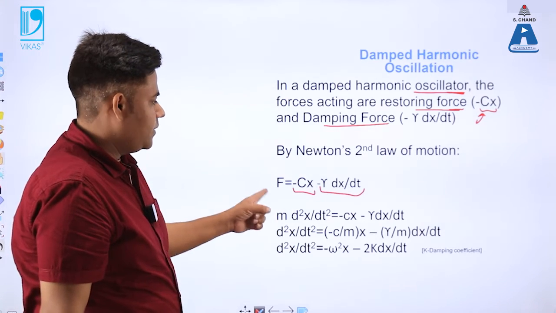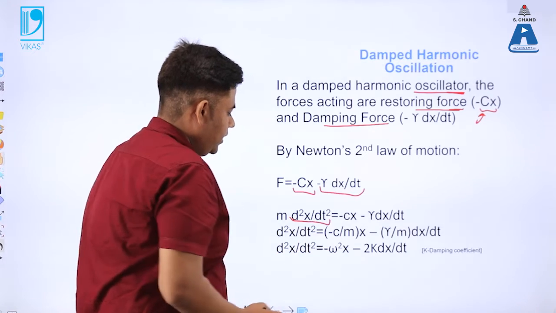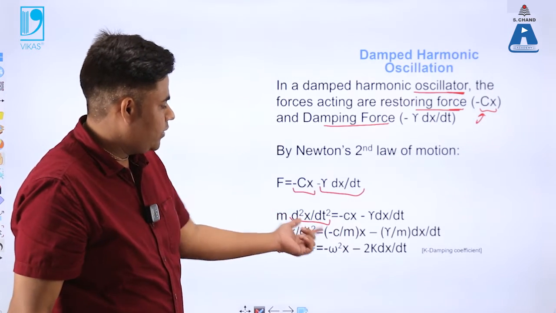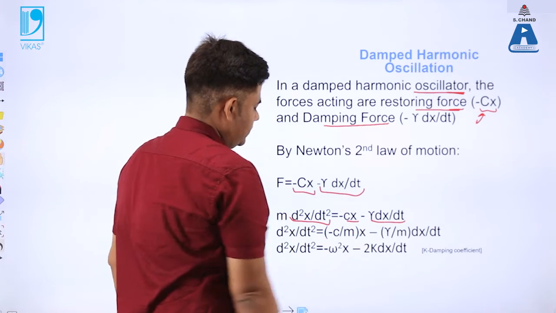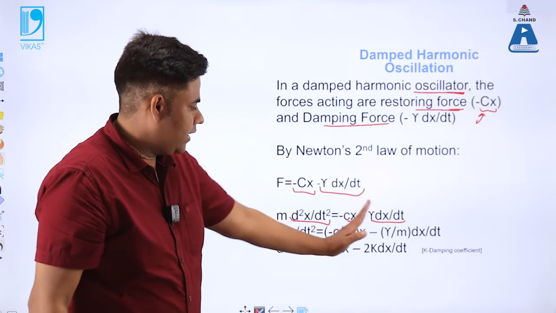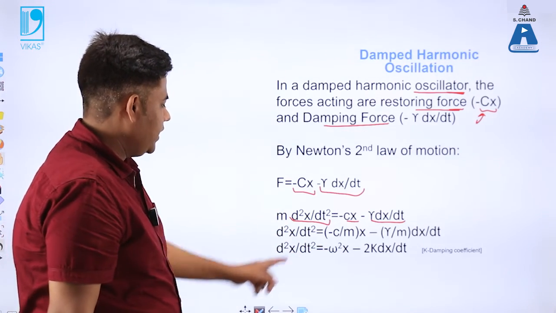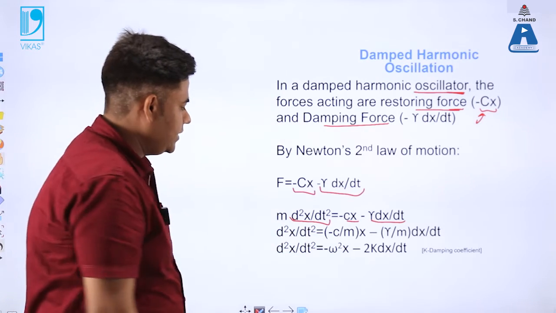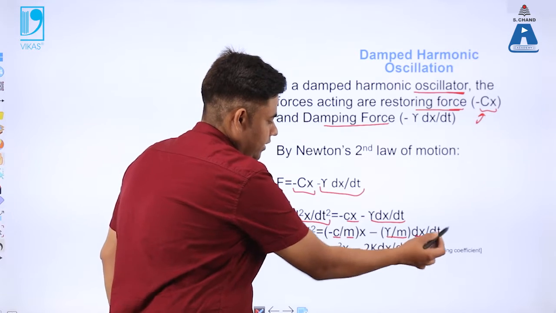Force, as you know, is mass into acceleration, so I have replaced the acceleration term by the double derivative d2x by dt square, which is equal to minus Cx minus gamma dx by dt, and the mass multiplies the entire left side. So I will divide by the mass and take it to the right-hand side. What do I get? Minus c by m x minus gamma by m dx by dt.